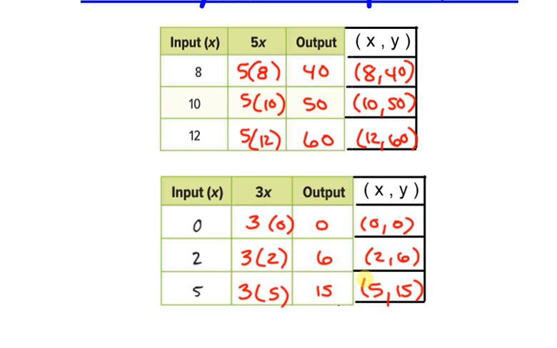All right, if you're not done, go ahead and hit pause because I'm going to go over the answers. So for our first one, we should have 5 times 8 is 40, which gives us 8 comma 40. The second one, 5 times 10 is 50, which will give you 10 comma 50. For the next one, 5 times 12 is 60, so you should have 12 comma 60. Then for your next table, you should have 3 times 0, which is 0, which is going to give you 0 comma 0. Then you have 3 times 2, which is 6, which is going to give you 2 comma 6. And then you have 3 times 5, which is 15, which is going to give you 5 comma 15.